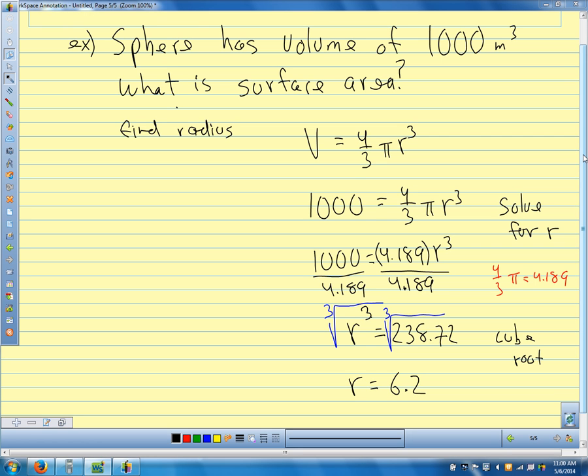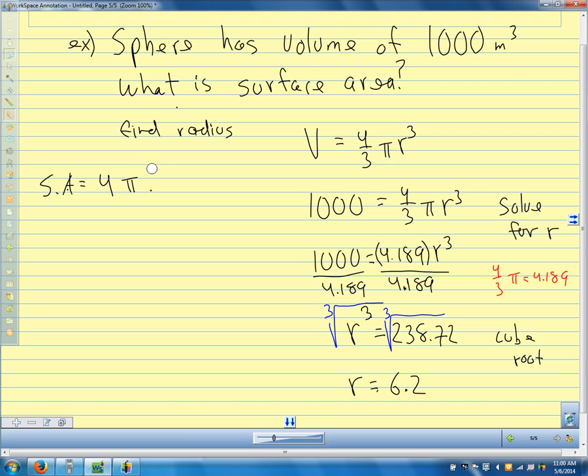All right, am I done? No, what did the problem ask us to do? We want the surface area. So now we can plug that radius into our surface area formula. So the surface area is 4 pi 6.2 squared. And when I plug this into my calculator, 6.2 squared times pi times 4, I get that the surface area is 483.1 square meters. So if our volume is 1,000 cubic meters, our surface area is about 483.1.